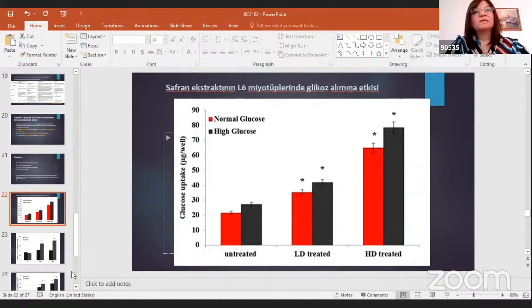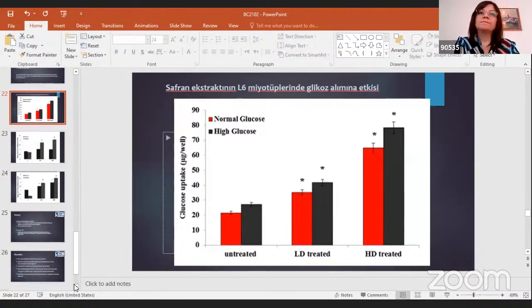Son dakikanın içerisine girdiğimizde hatırlatayım ben. Tamam.